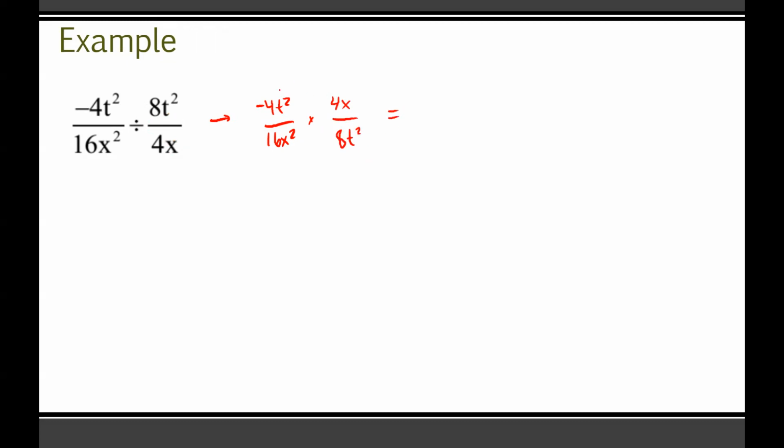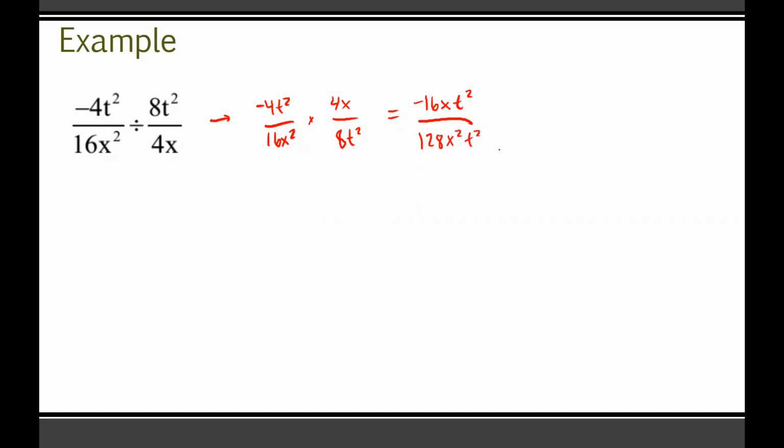Might as well multiply it together now. -4 times -4, that's -16. And that would be xt squared over 16 times 8. Hold on, I got to grab a calculator for that one. I'm too tired to do that right now. So 16 times 8, 128. And that's going to be x squared t squared.